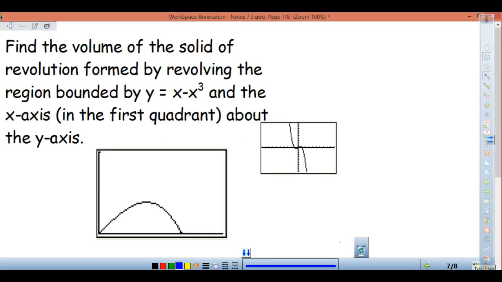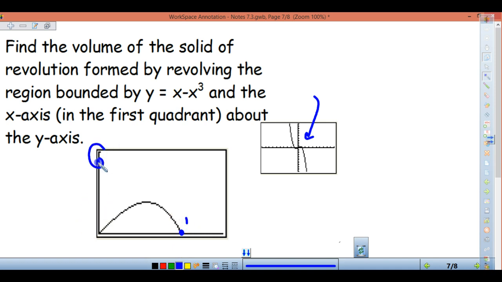All right, so let's go ahead and look at another, try to do a setup for another volume. It says find the volume of the solid of revolution formed by revolving the region bounded by x minus x cubed and the x-axis in the first quadrant about the y-axis. Here's what it would look like in a standard viewing window. We want to zoom in on the part that's in the first quadrant. One of the zeros here is 1, so that length there is 1.